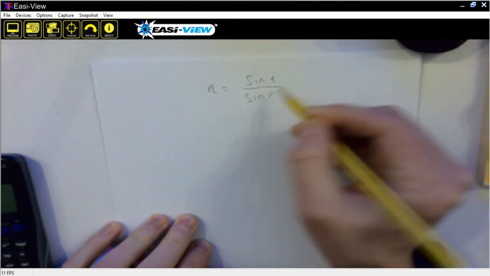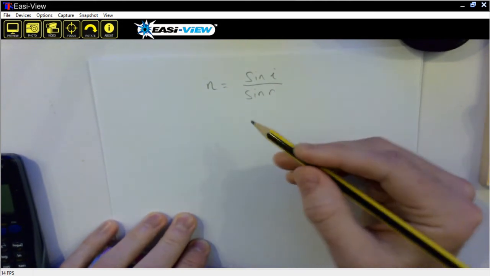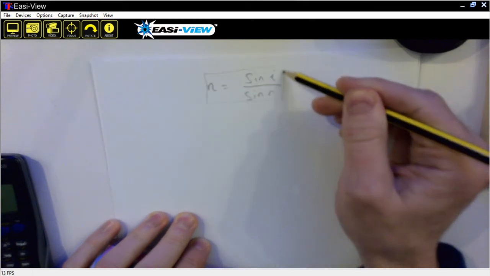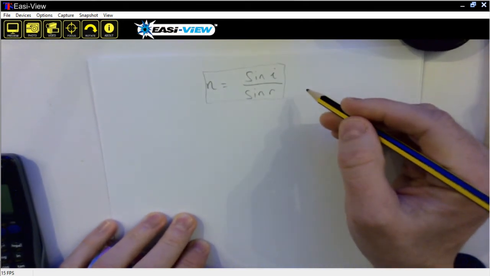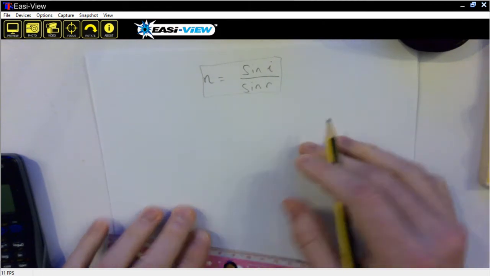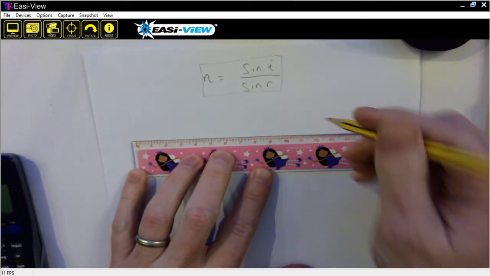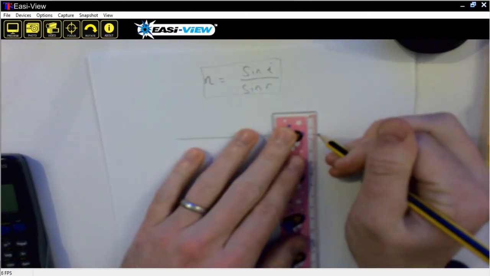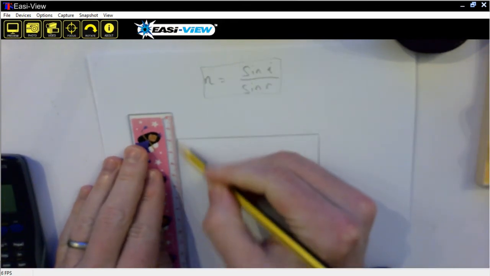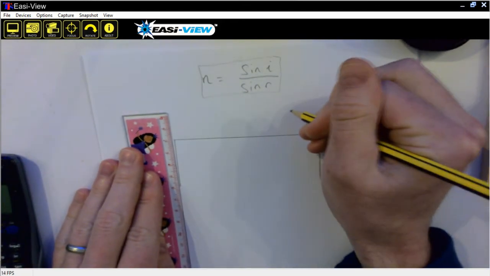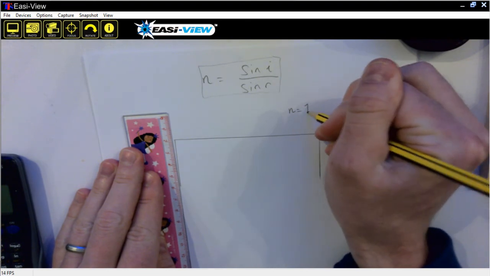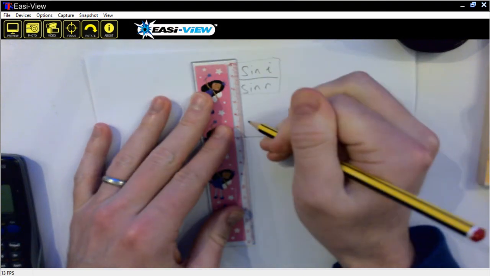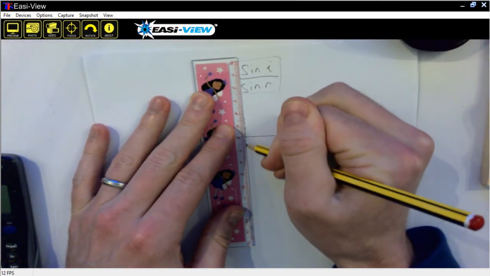I've mentioned this before to the classes: this is true, but it's a special case and it's only true within certain circumstances. That equation from GCSE is true when the light or the ray is going from air, which we approximate to having a refractive index of 1, into a material which has a refractive index greater than 1.